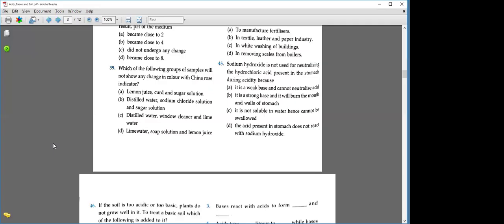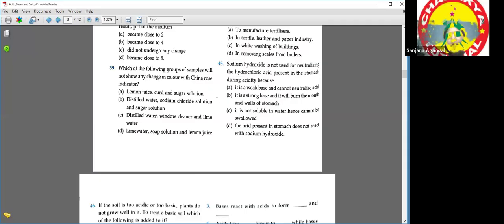Okay, ma'am. Can you give an example for a weak base? Weak bases are, NaOH and KOH are strong. Magnesium hydroxide is a weak base. Okay, ma'am.